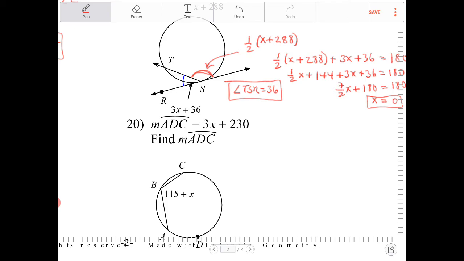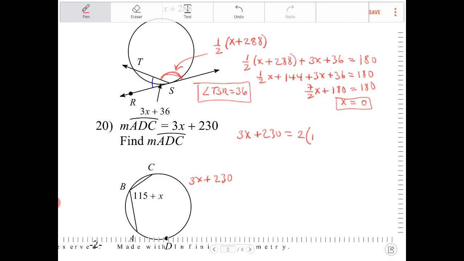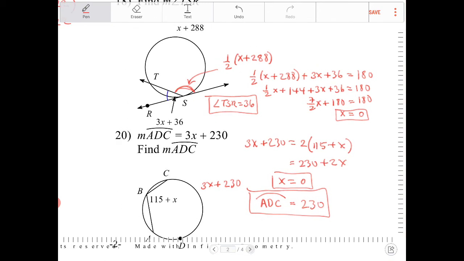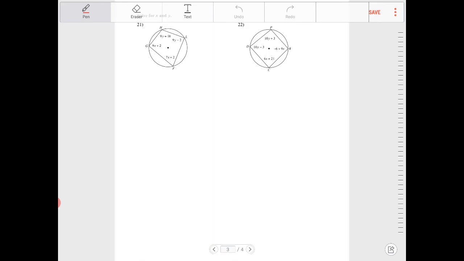Arc ADC is 3x plus 230. So 3x plus 230 is going to be double of 115 plus x. If I double 115 plus x, I get 230 plus 2x. Subtract x, subtract 230, I end up with x is equal to 0. And since x is equal to 0, then arc ADC is equal to 230, which is perfectly fine. Okay, and we're almost there.